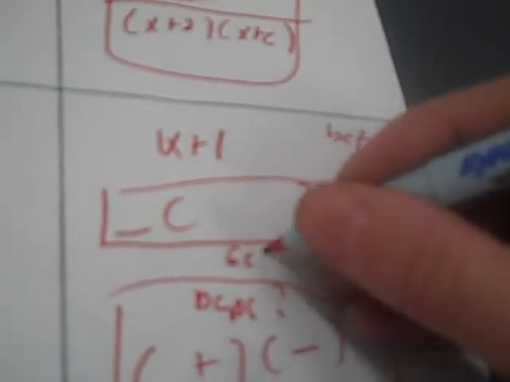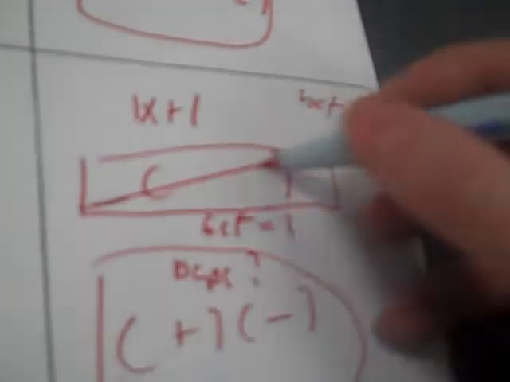Okay, GCF, negative in front? Nope. x on everything? No way. 1, 1. Okay, that's 1. You have a plus, it can't be a difference of squares. So that's a prime expression. We just carry that one over.